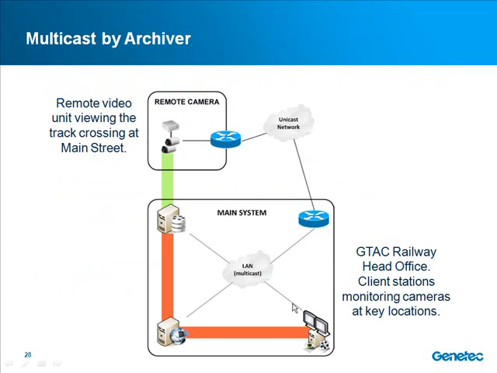The video streams from the remote cameras are coming into the archiver at the head office using Unicast, which is then distributed to the clients over the LAN by the archiver. For the recorded video stream, the client application is connected directly to the archiver via multicast, so the recorded video is going straight from the archiver over the LAN to the client applications.